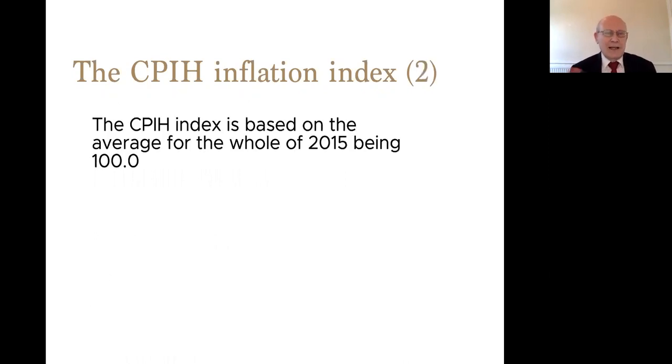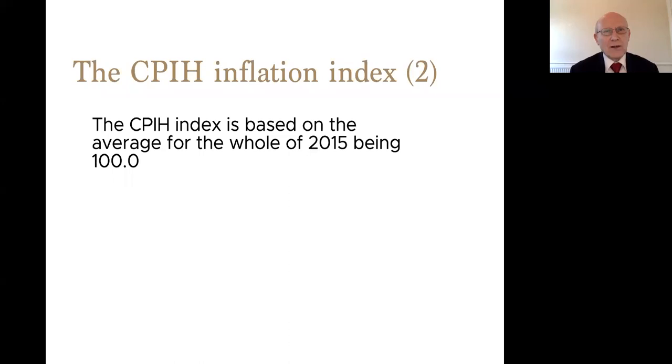The CPIH index is based on an average across the year 2015, and that is called 100.0. So we say we're going to fix our 100.0 as the average of what prices were in 2015. And because prices generally rise over time, that means that if we're looking at an index dated prior to 2015, it's likely to be a figure of less than 100.